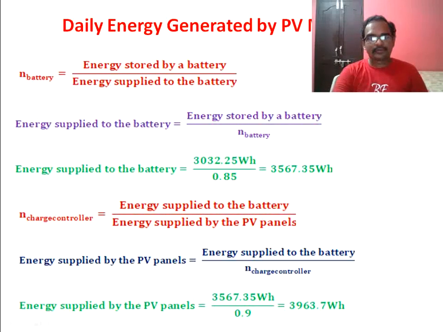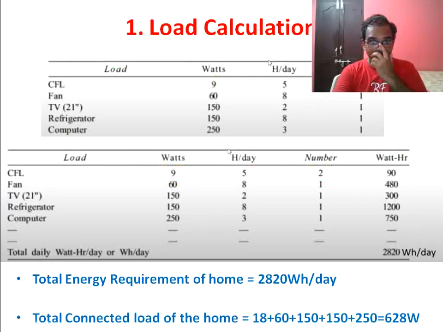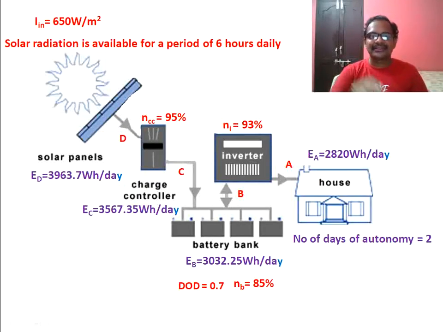So far, we have calculated the energy at point A and the energy at point B. Now we need to calculate the amount of energy that the solar panel has to supply. So we went up to B. Now, B to C, what do we have? The efficiency of the battery is 85%. The energy stored in the battery is 3032.5 watt hours per day.